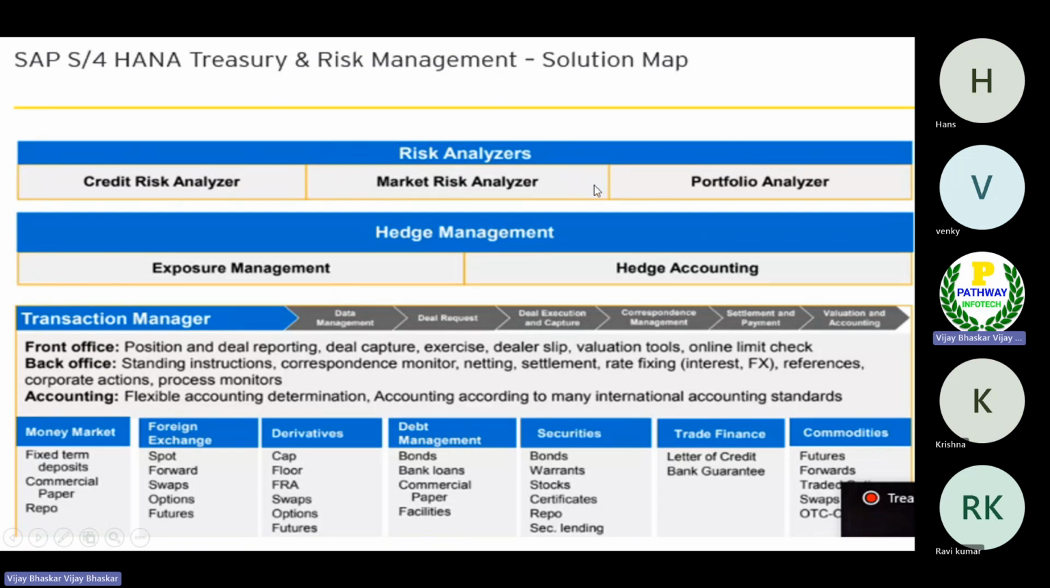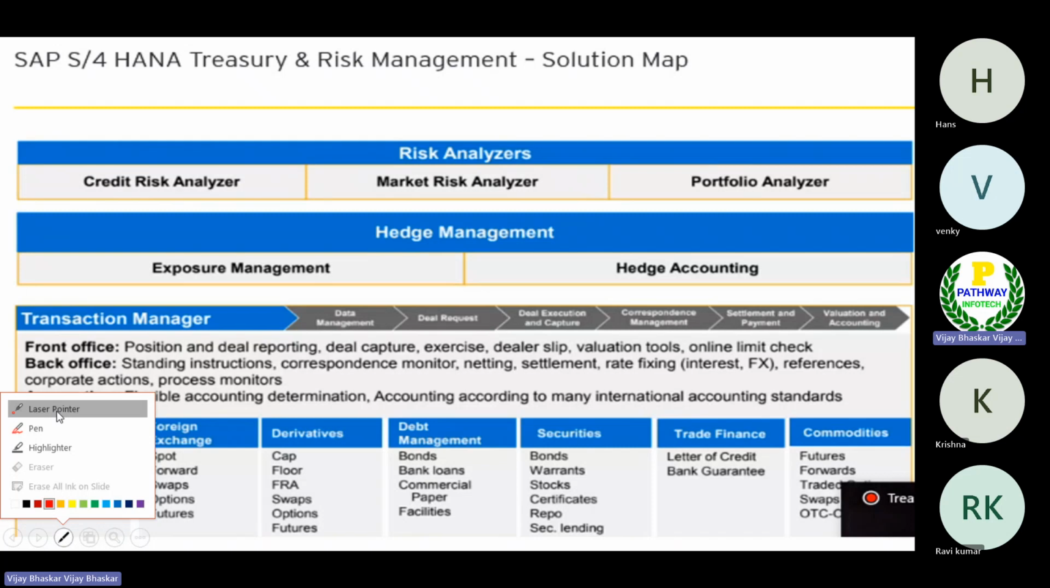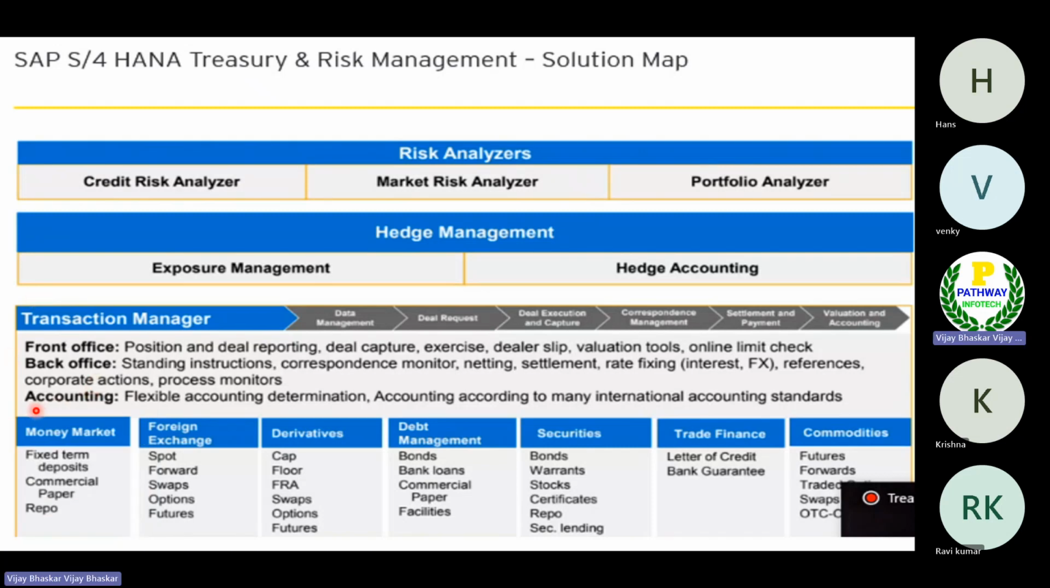So these are a few glances about treasury and risk management. But we are going to start from the bottom. From money market, we are going to start. Once this is completed, the sequence will be money market, forex, derivatives, then securities, I mean debt management, trade finance, and commodities. Commodities, anyhow, will be part of derivatives only. But now we will discuss in detail one by one.